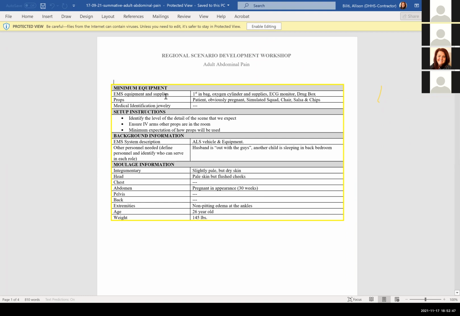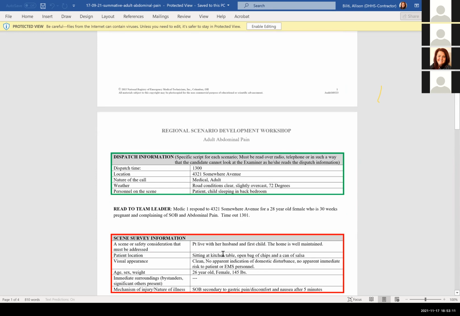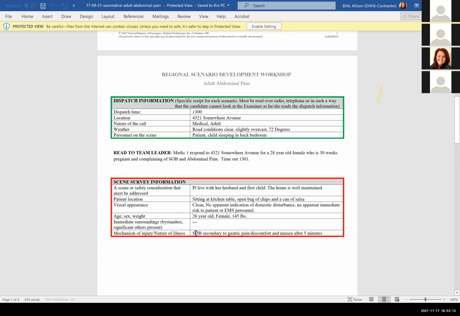So it tells us the equipment, the setups, there's background information. It gives us the moulage information. So as an evaluator, I can read through this, and if I did have questions, certainly I would ask, but I shouldn't have any because it's very clear, it's very precise. And you'll see there are several more pages to this. It gives me my dispatch information. It tells me my scene survey information.